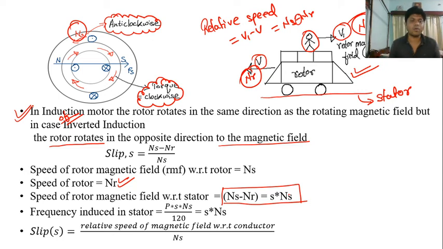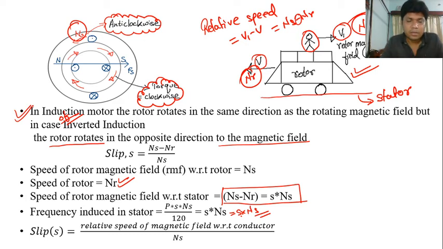Now next is the frequency induced. The frequency induced in the stator is equal to P into s into ns upon 120. So whatever the frequency is induced on the stator side of the inverted induction motor will give the value of slip speed, that is s into ns.